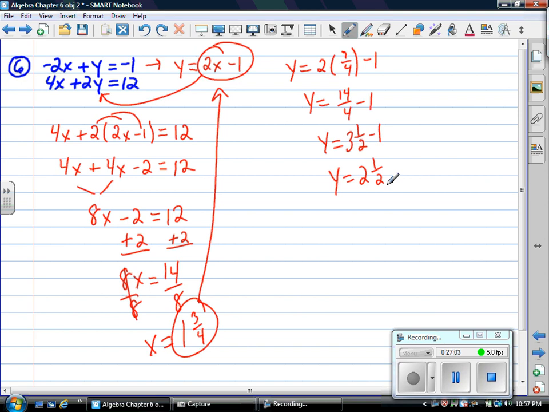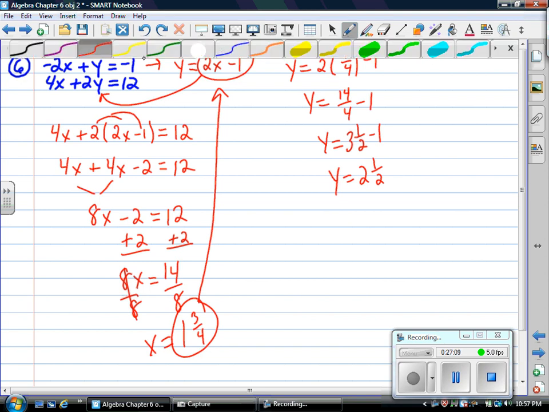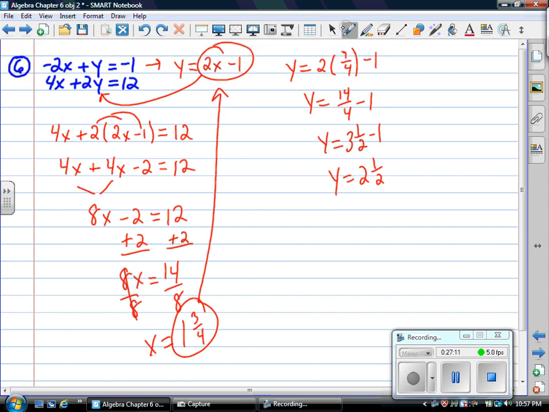Let's check it. I know it works for the first equation, so let's check using the second equation. And once again, hopefully you understand, I know that it works in the first equation because it's the first equation that I use to find y, right? It's a derivative or a different form of that first equation that I use to find y. So I know it's going to work for that equation, but I have to check that second equation.